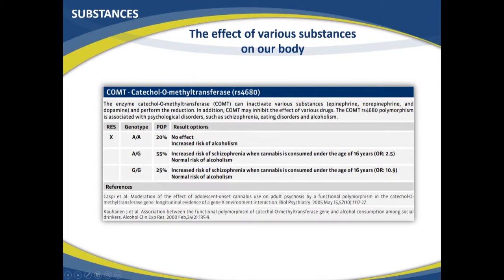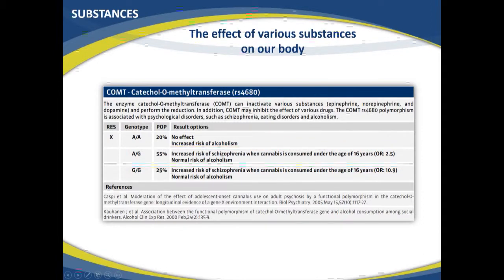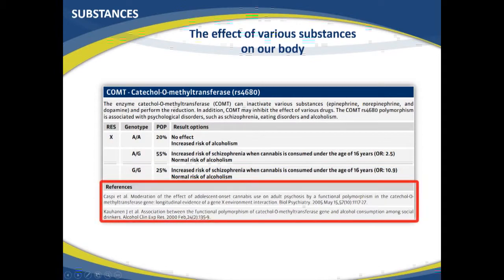So if we look at the COMT gene, this is a cutout from the report. This is how we can see it in the report. This explains what it does. And the AA genotype says no effect, but increased risk of alcoholism. The AG genotype, 55% of the general population have it. Increased risk of schizophrenia when cannabis is consumed before the age of 16 years. That's a 2.5 times higher risk. But a normal risk of alcoholism, and GG is a 10.9-fold higher risk. And this is the science behind it, in case you want to check up of what we claim here.